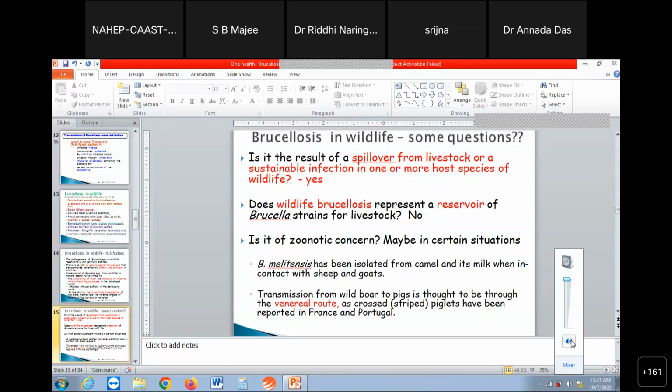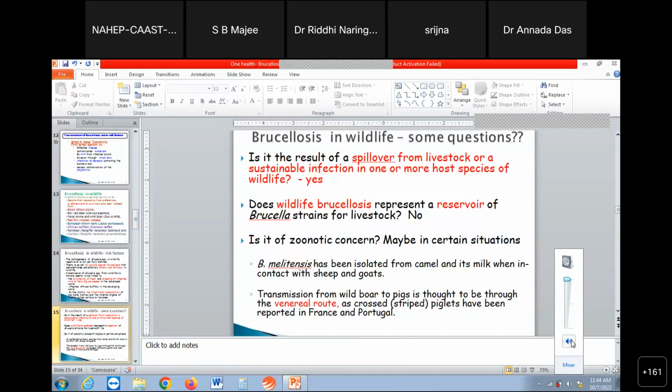Does the wildlife brucellosis represent a reservoir of brucella strains for livestock? At present, the answer is no, but we do not know in future when the organism does change or mutate. We do not know whether this may occur. But as of today, the answer is no. Is it of zoonotic concern? Well, maybe in certain situations it is of zoonotic concern.